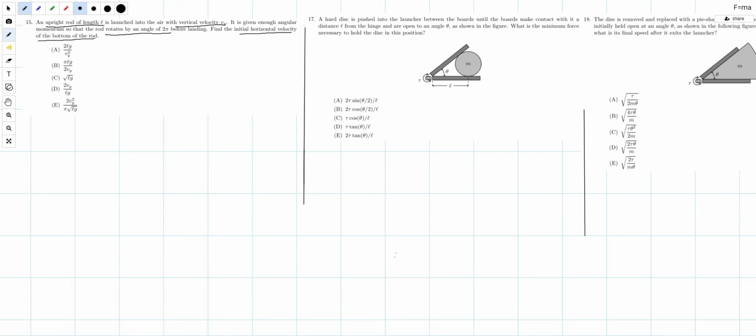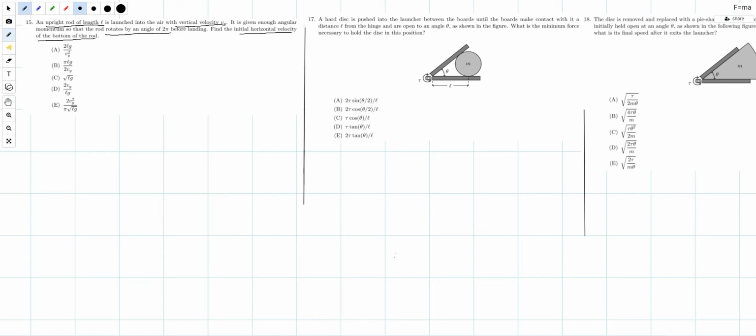So let's think about this. We know that in the entire motion, the rod rotates by 2 pi. And we're also given a vertical velocity v sub y. So it'd be in our best interest to find out this entire time of motion and represent it in terms of v sub y and probably g, so that we can understand what the angular speed would need to be, and thus we'll be able to figure out what the horizontal velocity would need to be.